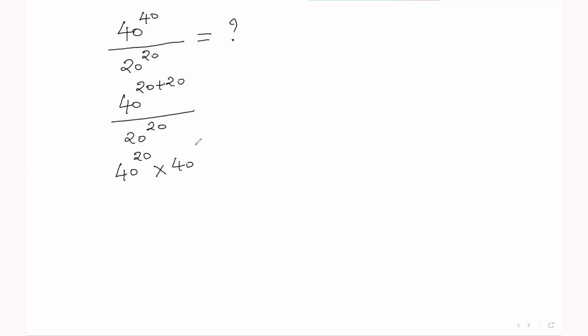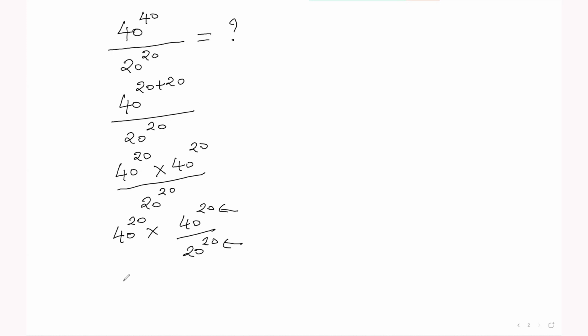by 40^20 over 20^20. Now, because it is the same power, I can write this as 40^20 multiplied by 40^20 over 20^20. Now, my power is the same.